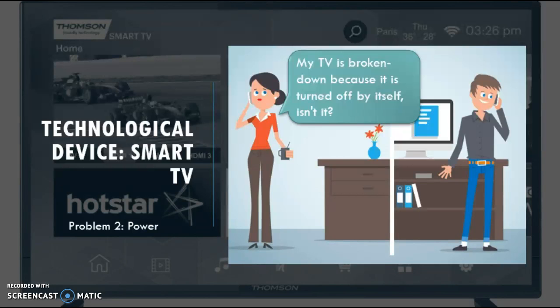Problem number 2. Power. My TV is broken down because it turns off by itself, isn't it? Power saving or sleep timer functions may be set. You can also make sure the AC power cord is properly plugged in.